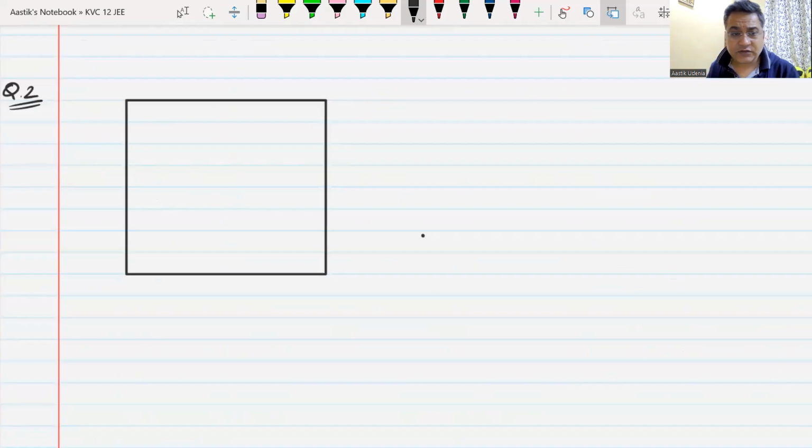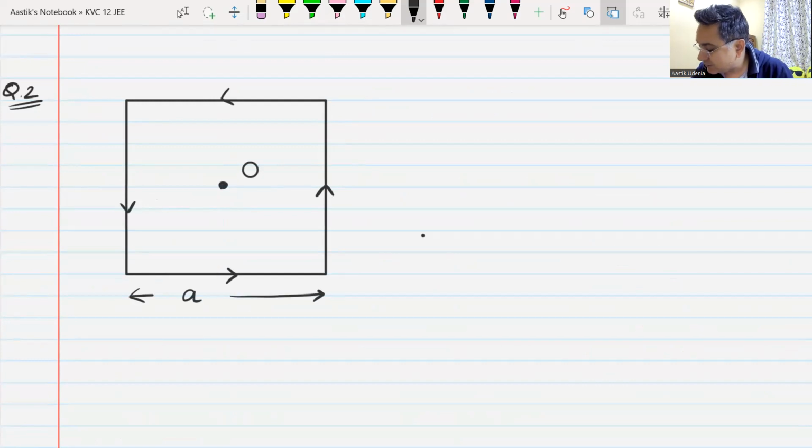This is a square wire. The center of the square is O. The length of the side of the square is A and the current is I. You have to find the magnetic field at the center of the square, not the wire. I'll give you 2 minutes to give me the answer for this one. Do it fast. If you're not able to do it, please let me know so that I can move ahead.